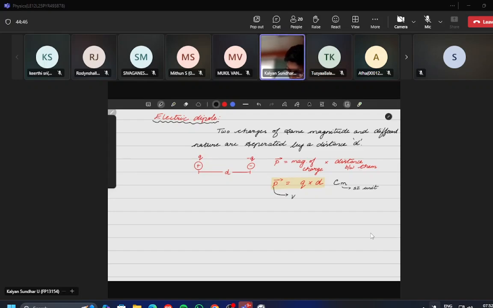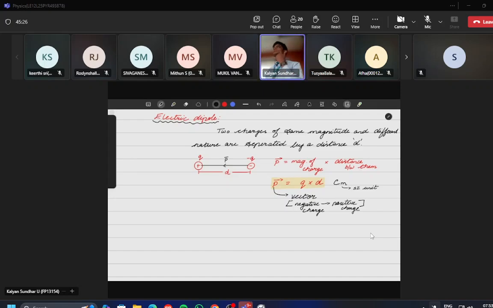And dipole moment is a vector quantity. The direction will always be from negative to positive charge. So let me consider this is the line, right? Where will the electric field be? Plus to minus. So your dipole moment will be in the opposite direction. This will be your p bar, always from negative.